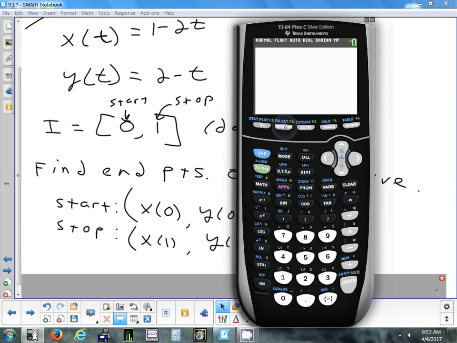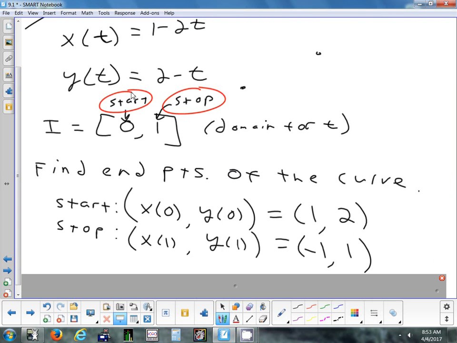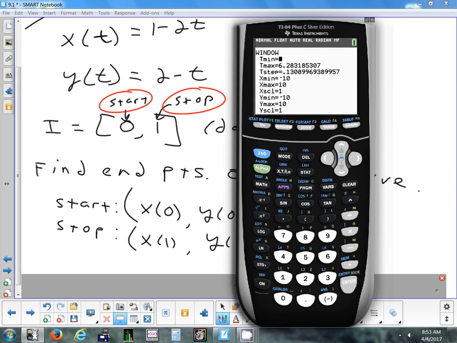Next thing is I'm going to go to my window. You still have everything you had before, the x-min, the x-max, all that stuff. But you've also got this t-min and t-max. Those are the minimum value for your parameter and the maximum value. So we have to type in those 2 values, 0 to 1. If you don't, you won't get the right picture. And t-step, I'm just going to leave the way it is. I'll explain a little more about that in a second.